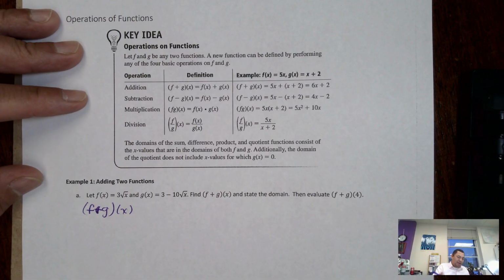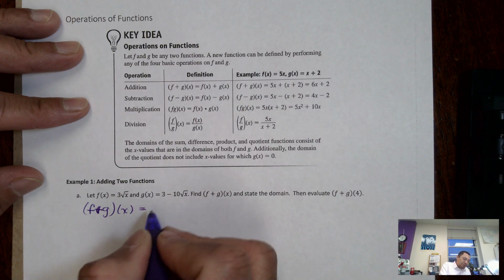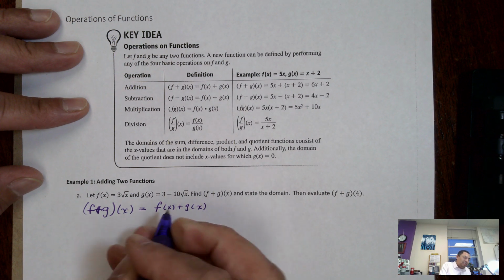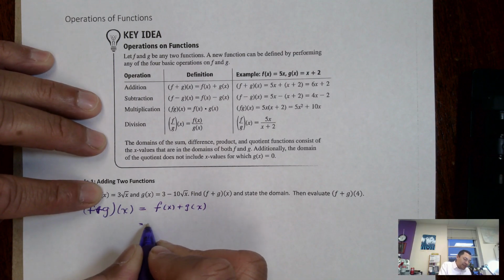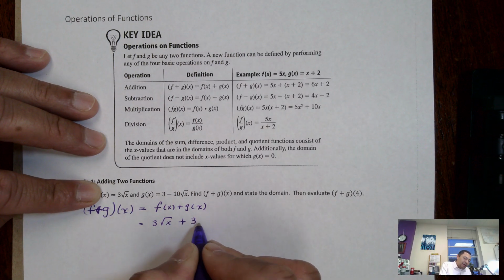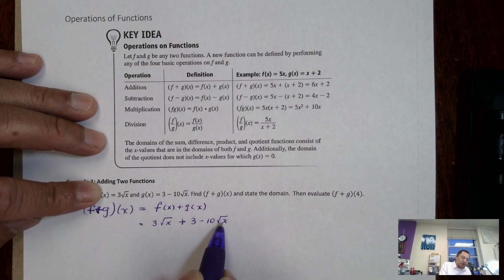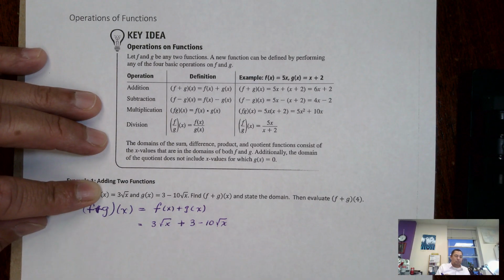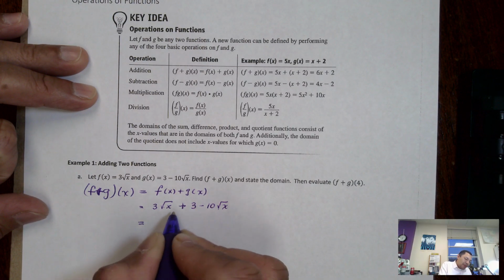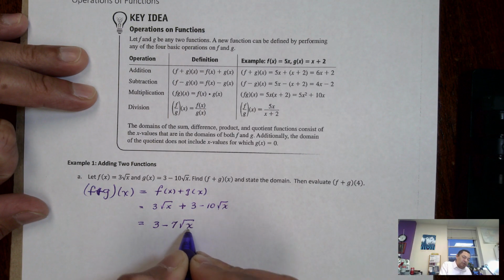And state the domain. Then you're going to evaluate f plus g of 4. So in this case, this is equal to f of x plus g of x. And this is equal to f of x, which is 3 square root of x, plus 3 minus 10 square root of x. Actually, these two are like terms. So 3 minus 10 is equal to, in this case, negative 7. So this is equal to 3 minus 7 square root of x.